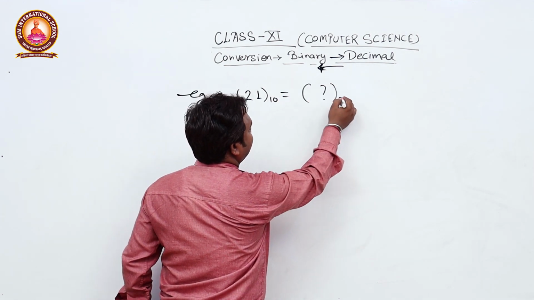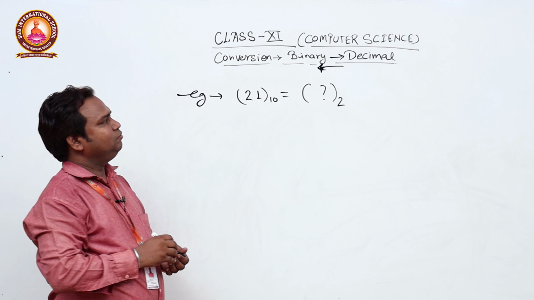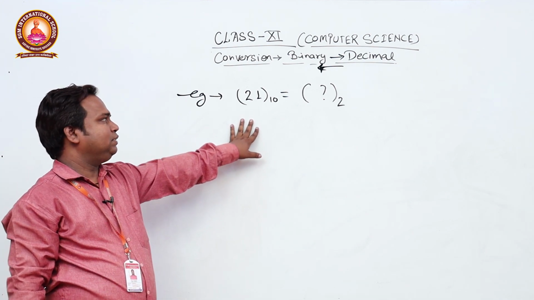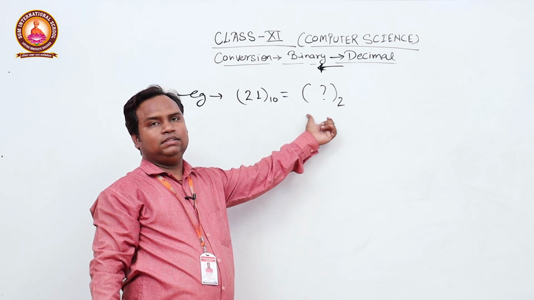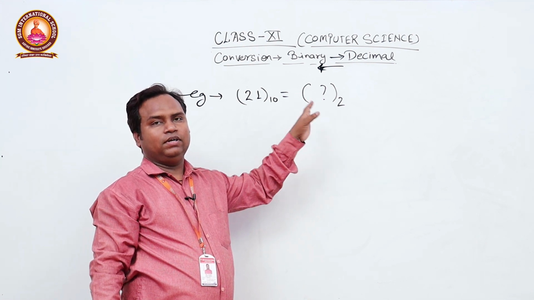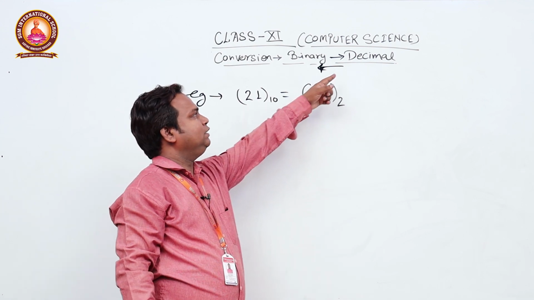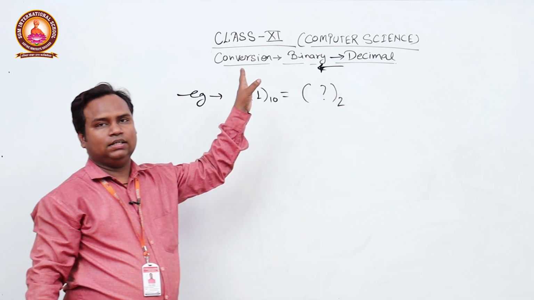We have to convert binary. Check it. 21 is a decimal number. That one is a binary number. We have to convert decimal to binary, means vice versa.